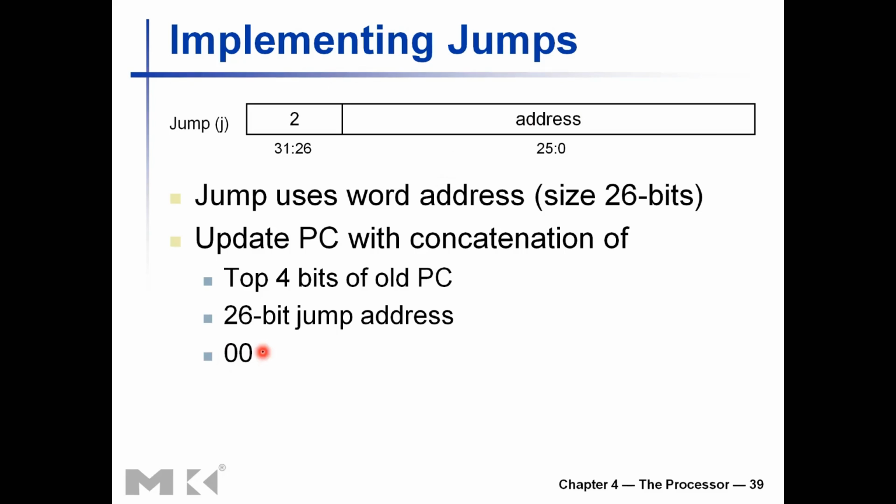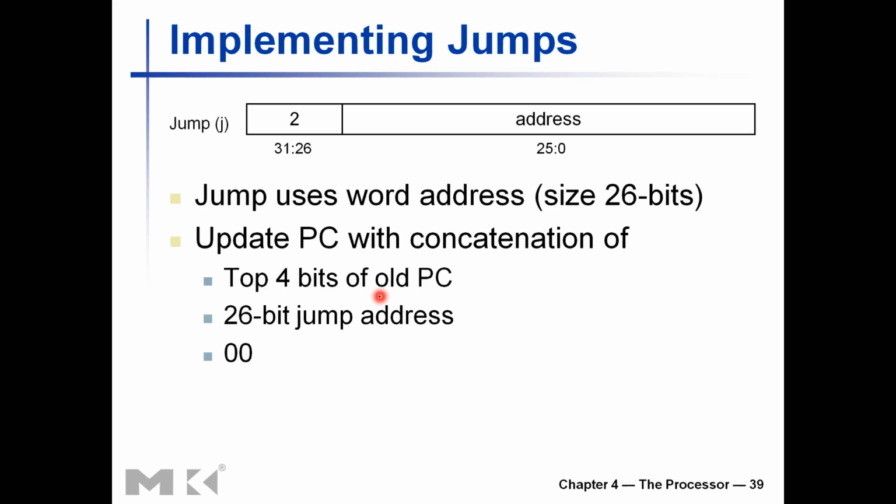We need the entire word. So we add or append 2 zeros at the end of these 26 bits to make it into a byte address. Now we have a 28-bit address. What about the most significant 4 bits? We are using the existing bits in the original program counter value, that is PC plus 4, the current program counter plus 4 value.